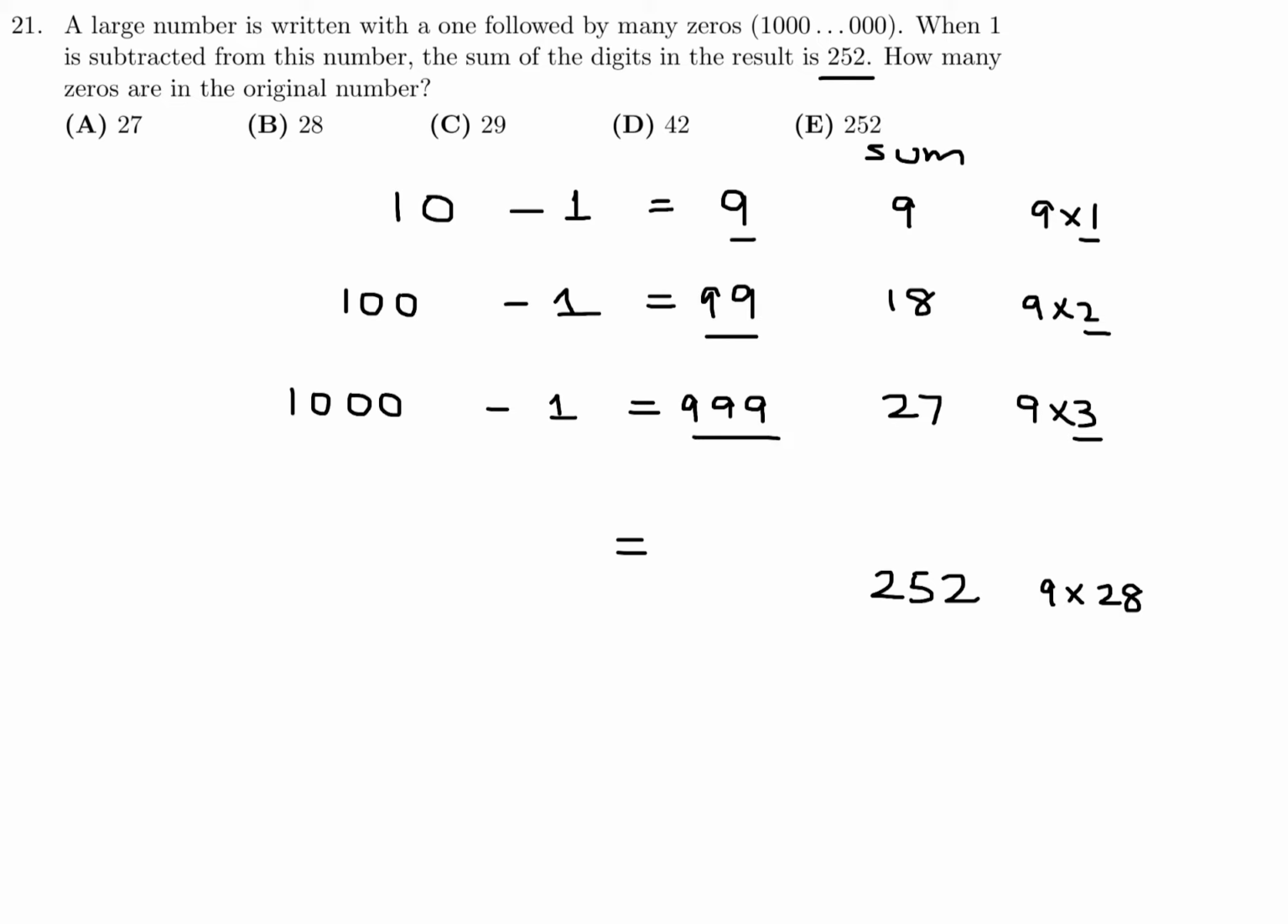In a very similar way, this was 1, we had 1 0. This was 2, we had 2 zeros. This was 3, we had 3 zeros. So since this is 28, we would have 28 zeros. And that's pretty much all that they're getting at in this question. So number 21, the answer is B.